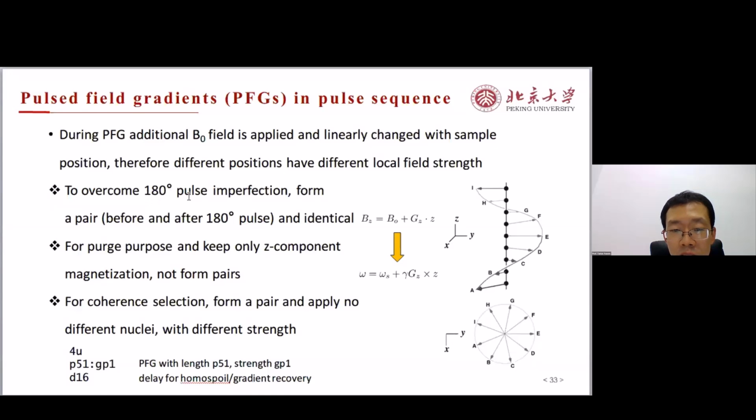The first group of pulsed field gradients is to overcome the 180-degree pulse imperfection. So it usually forms a pair. This pair of pulsed field gradients is identical, placed before and after the 180-degree pulse. For purge purposes, it's just a single gradient. After the gradient, only the key magnetization component survives, and it kills all the other components. The third type is for coherence selection. It's also a pair of gradients, but their strengths are different because they are applied on different nuclei.